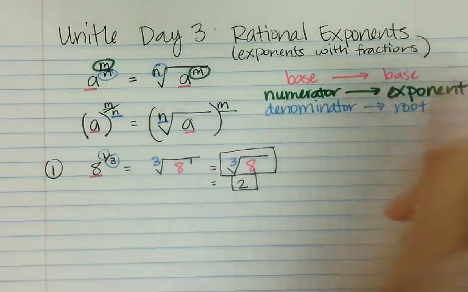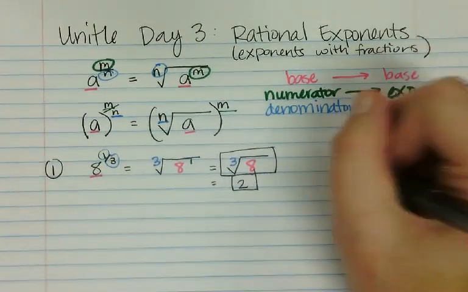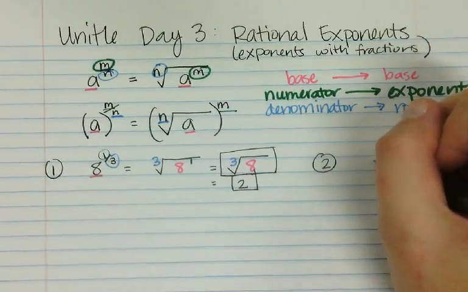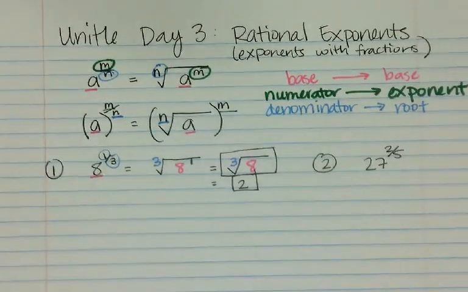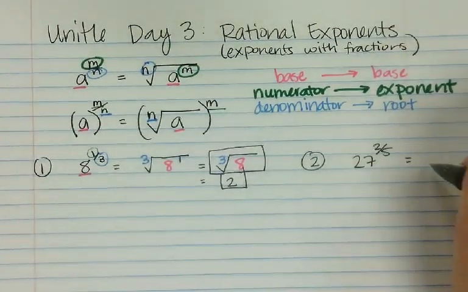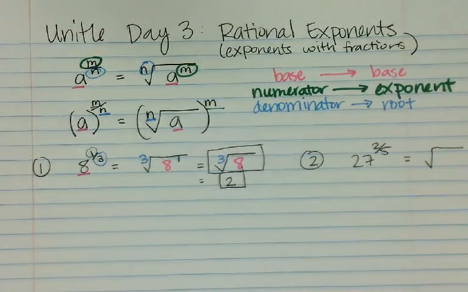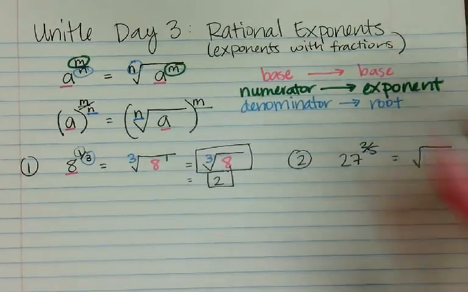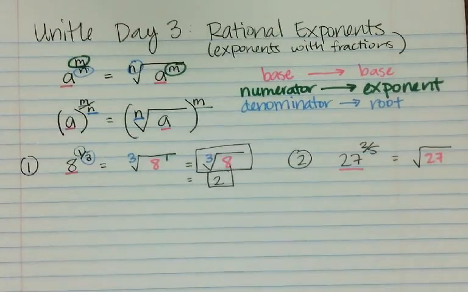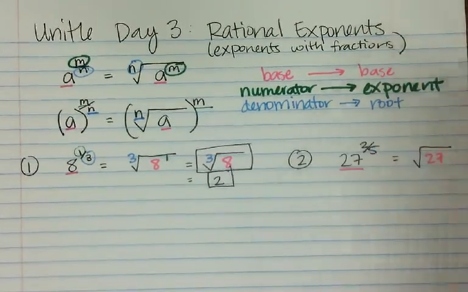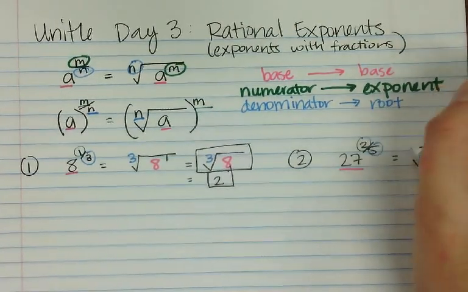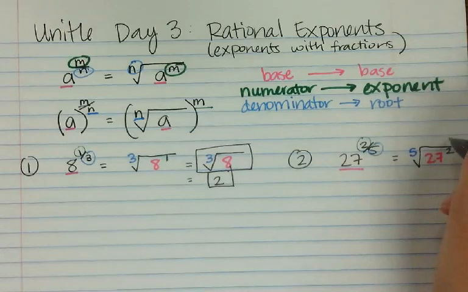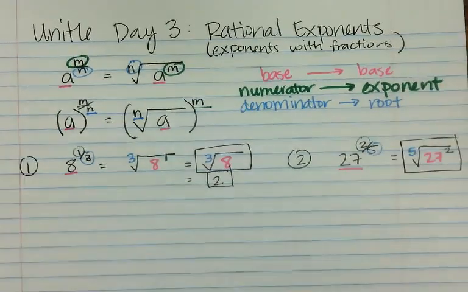So for this one right here, that's number 1. And then, guys, for number 2, if we rewrite this, we have 27 to the 2/5. If I wanted to rewrite that, I would write my little square root symbol, and then my base is 27, my exponent is going to be the 2, and my root is going to be the 5. So all we are doing, guys, is just rewriting the fractional exponents as radicals.